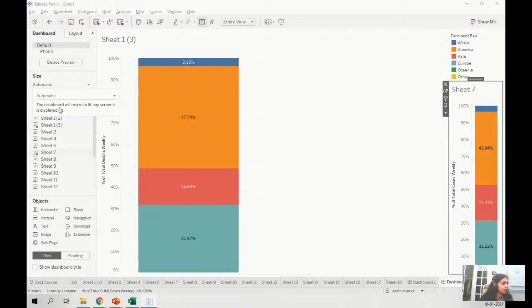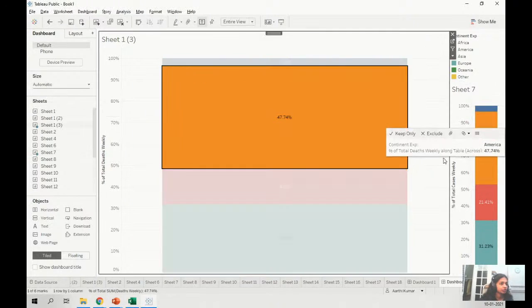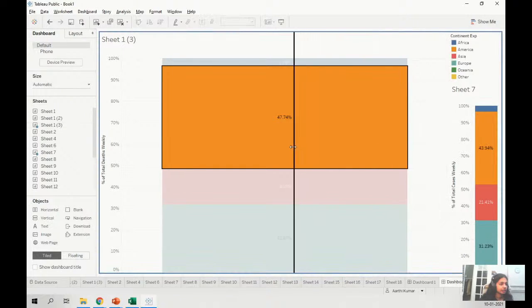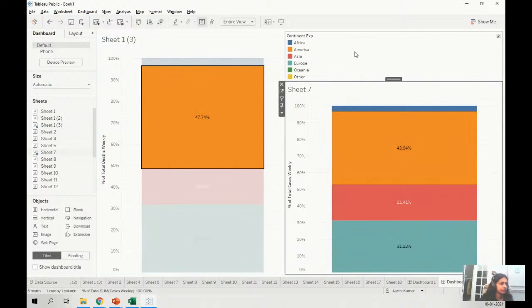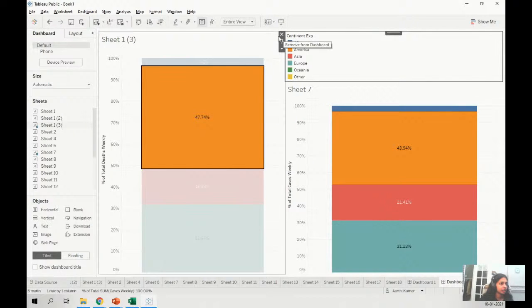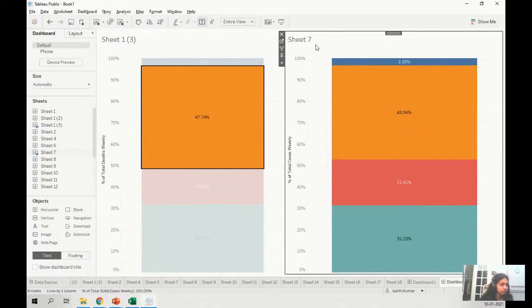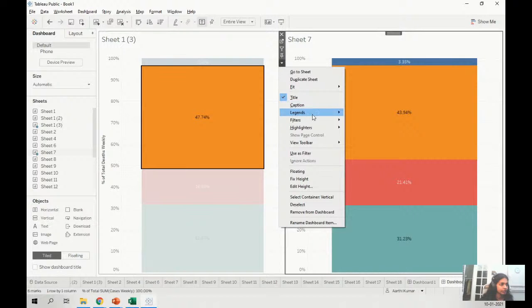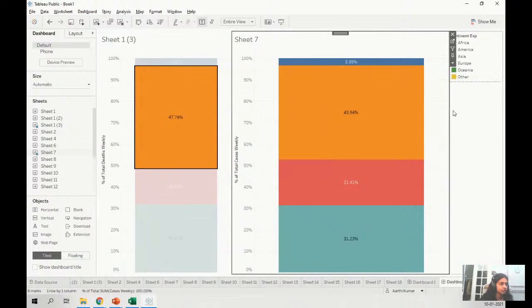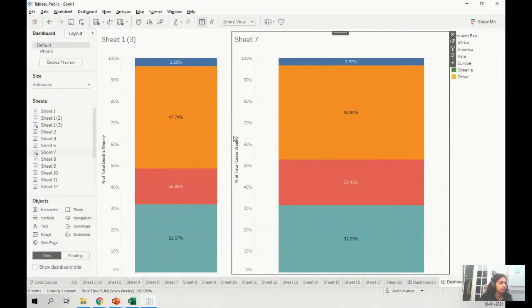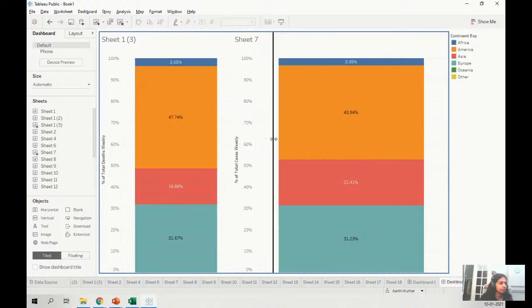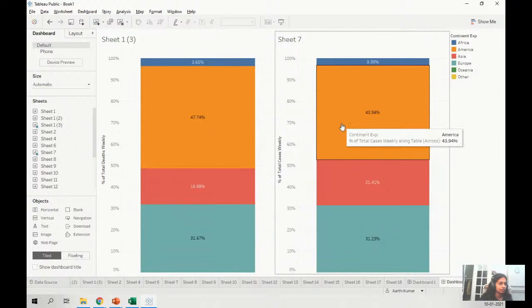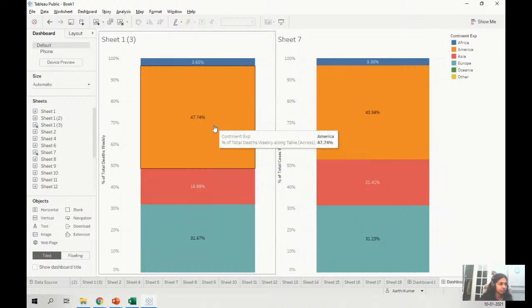No range, automatic, right? So here you can format it, and then you can go to legend and say show color legend. Okay, so here you can compare side by side. One is number of cases and the other one is number of deaths.